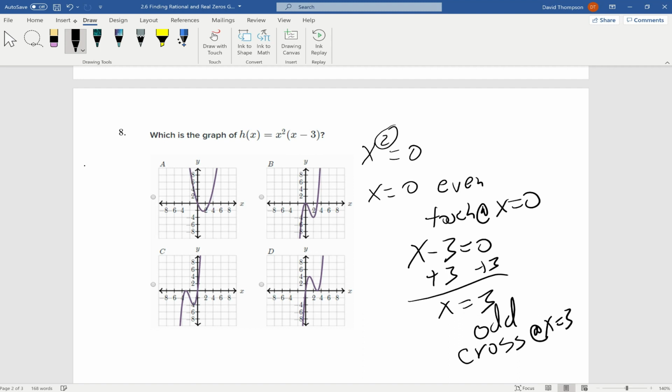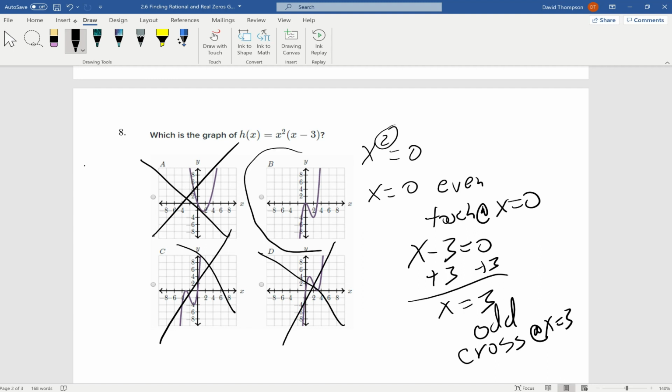Okay, let's look at our options. If we look at option A, it's crossing at 0 and crossing at 3. Does not work. If we look at option C, it's touching at -3 and crossing at 0. We're looking for touching at 0 and crossing at 3. That doesn't work. If we look at D, we're crossing at 3 and touching at +3, the opposite of what we're looking for. So the correct answer has to be B. Since we're touching at 0 and crossing at 3, our correct answer is B. Hopefully this helps you understand how multiplicity works when we're dealing with finding zeros of a polynomial.